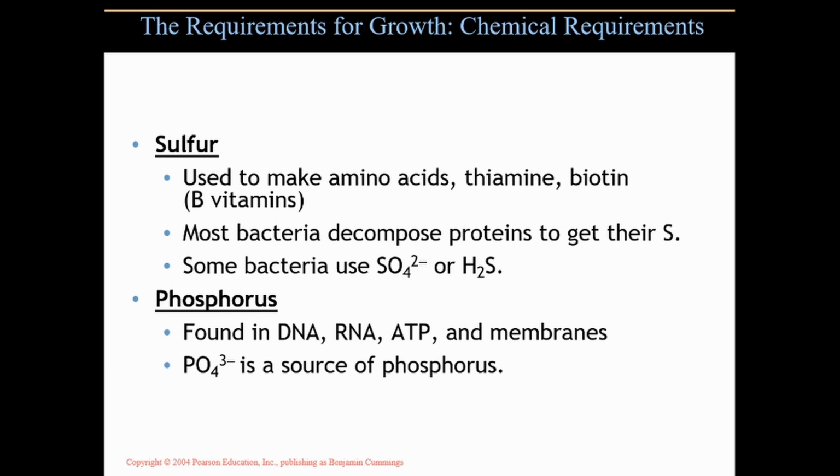Phosphorus, which is necessary to make DNA and RNA. It's needed to make the backbone of those compounds. There's a sugar and a phosphate backbone, and so phosphorus is needed there. It's needed for adenosine triphosphate, and it's needed for the phospholipids in cell membranes or organelle membranes. So phosphorus is needed in a variety of vital ways. And phosphate is a source of phosphorus.